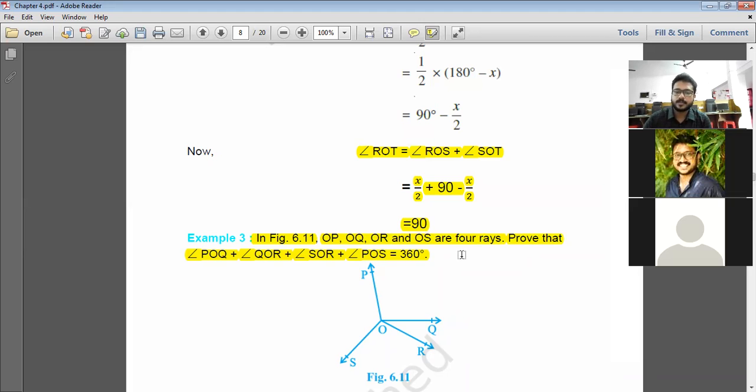You understand the question? Yes, sir. We want to prove that angle POQ plus angle QOR plus angle ROS plus angle SOP is equal to 360 degree. But what do you think? Is it true that the sum of all these angles will give you 360 degree?